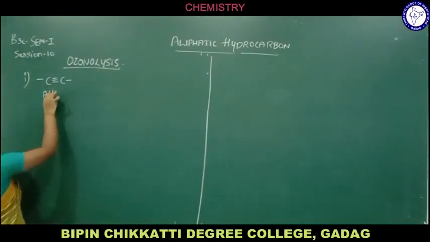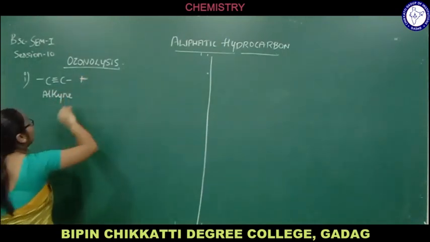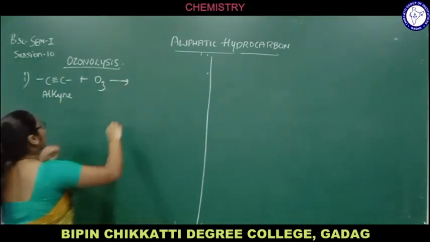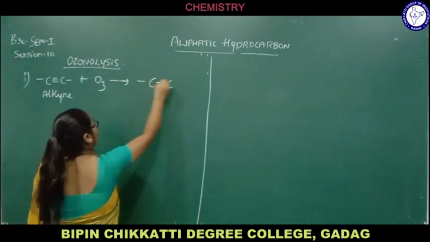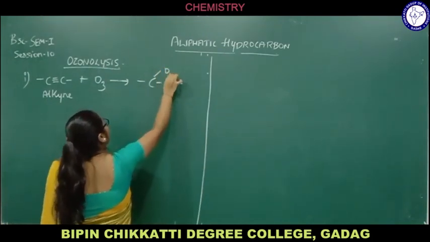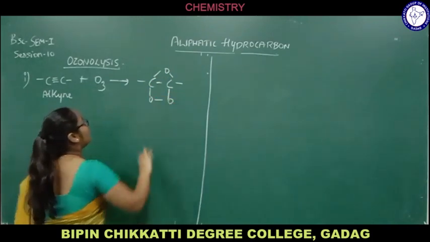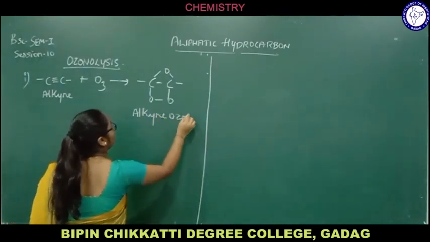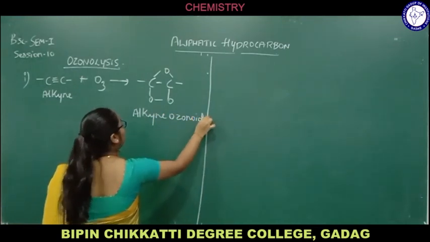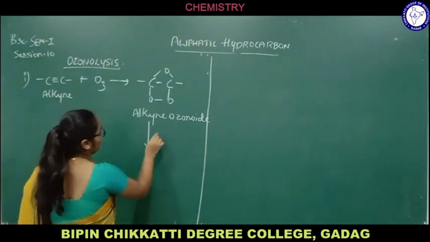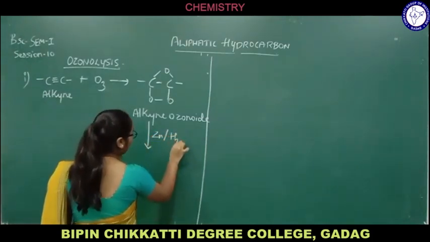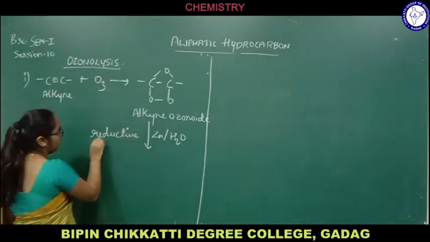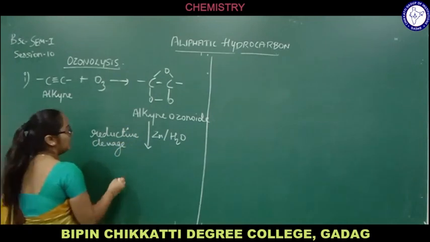Now this is an alkyne and it is getting treated with ozone, which is O3, to form an intermediate called alkyne ozonoid. Okay, so the intermediate will get formed in this manner. You can see over here, I am writing it down on the board. So this is the alkyne ozonoid. Now this alkyne ozonoid on further reaction with zinc dust and water will undergo reductive cleavage to form a diketone.